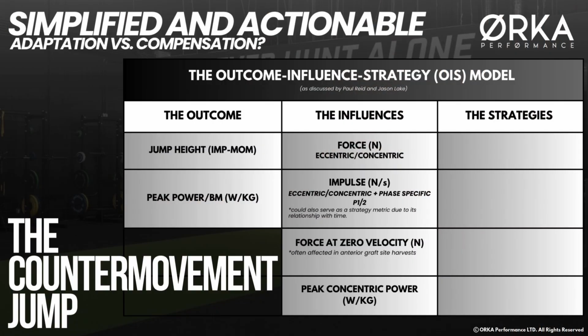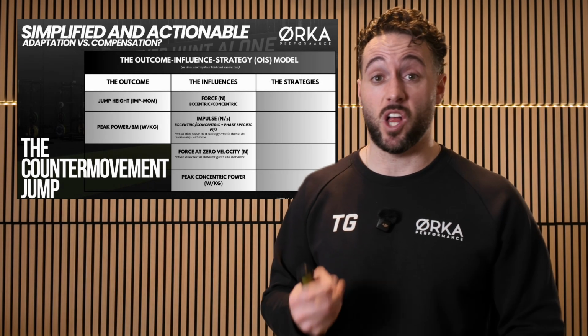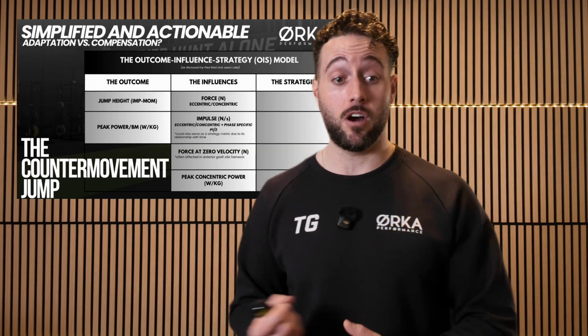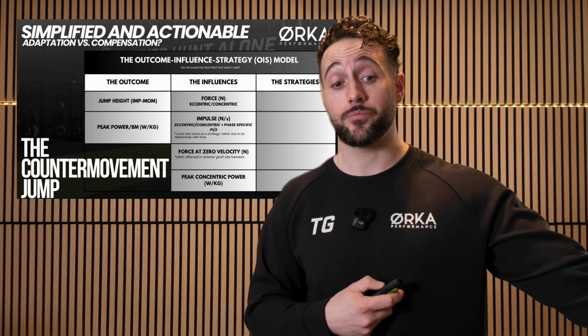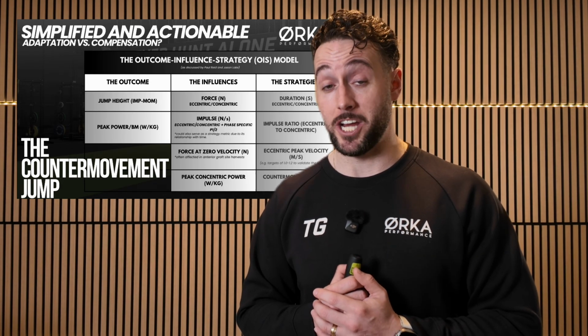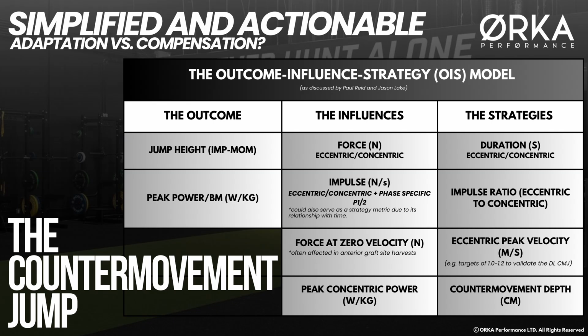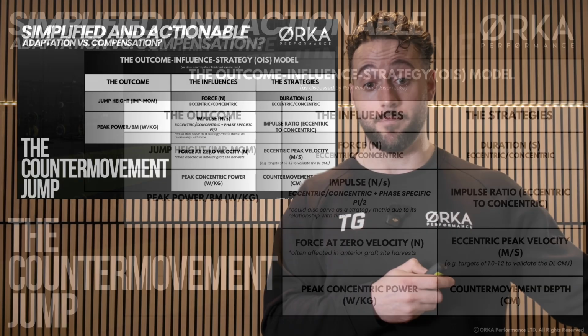And we have some influences. We have things like force, phase-specific impulse, force at zero velocity, or how they're transferring force through that eccentric and concentric phase, power. All these things could influence and change the outcome, but so can the strategy. Durations, eccentric and concentric, or that contraction time. Increases or decreases in that contraction time can vastly influence outcome. The impulse ratios, eccentric peak velocity, or how that athlete attacks that jump, or something like counter movement depth, and the depth that they select can all influence the outcome.